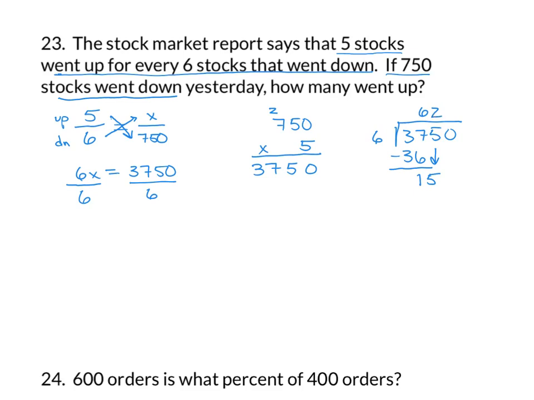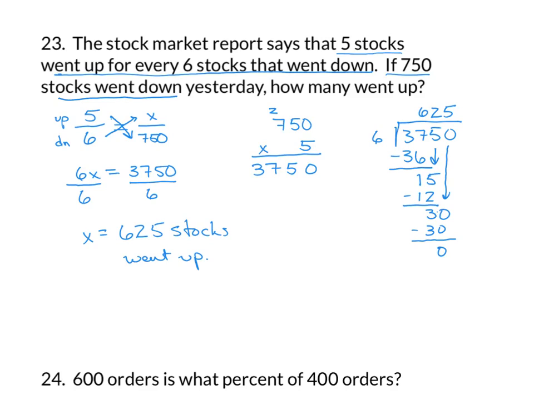6 goes into 15 2 times. And 2 times 6 is 12. Subtract, we get 3. Bring down the 0. We get 6 goes into 30 5 times. And 5 times 6 is 30. So we get x equals 625 stocks went up. Okay, so there's our proportion problem.